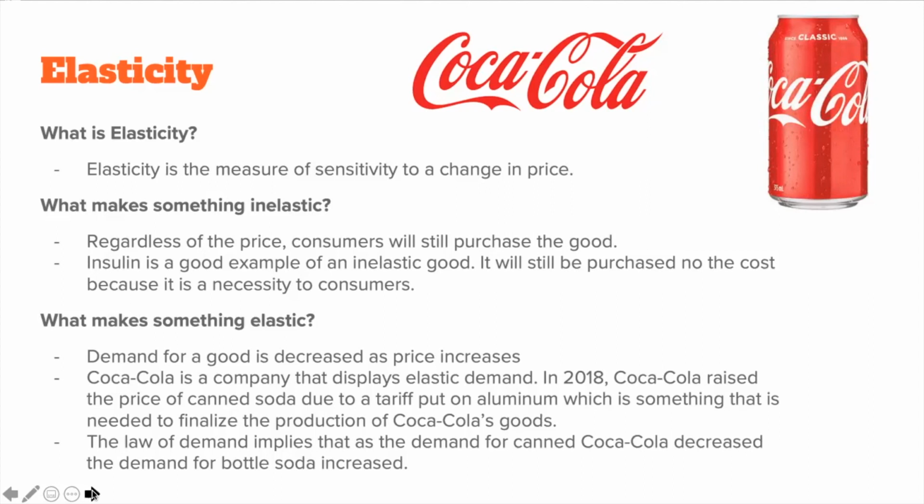Inversely, elastic demand is when the demand for a good does change based on price. An example of this is in 2018 when Coca-Cola raised the price of canned goods due to a tariff put on aluminum, which is a material needed to finalize the production of the good. With this being said, economics implies that as the demand for canned Coca-Cola decreased, the demand for bottled soda increased because plastic is used for bottled sodas.